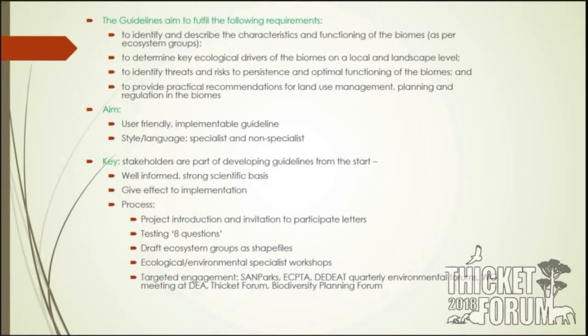All right. So the ecosystem guidelines need to provide a summary of the main ecosystems in the Thicket biome, and in terms of describing them ecologically, deciding what the drivers and the ecological conditions are at the moment, what the threats and pressures are, and then to provide recommendations on managing them. The aim is that they should be implementable, and they should be written in a style that is user-friendly, and that anyone, whether they're a specialist or a non-specialist, can use them.